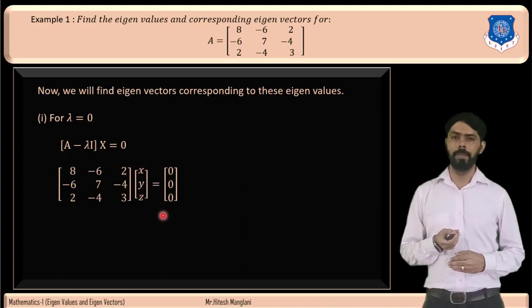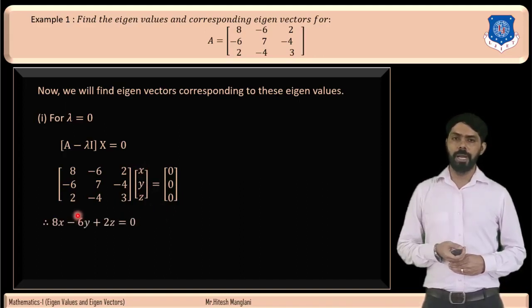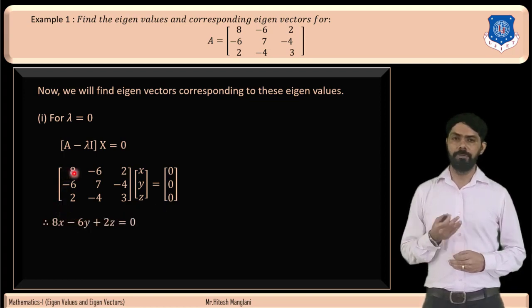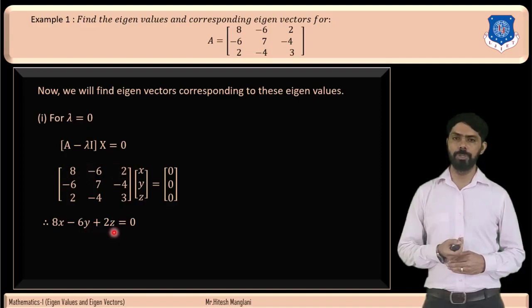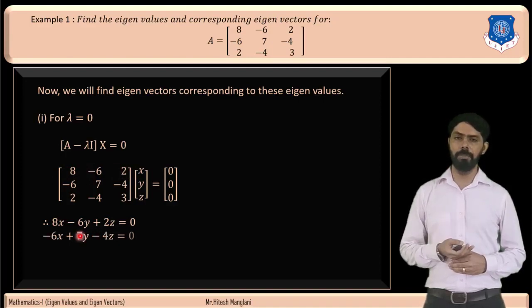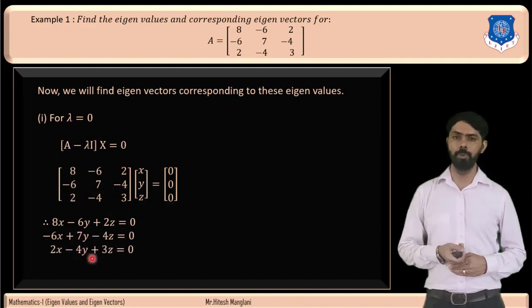So here, if we write the equations from this matrix, then the first equation will be 8x minus 6y plus 2z is equal to 0. And the second equation will be minus 6x plus 7y minus 4z is equal to 0. Then the third equation will be 2x minus 4y plus 3z is equal to 0.